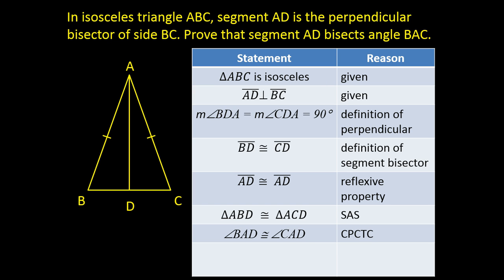And because these two angles are congruent and they make up angle BAC together, we can conclude that segment AD must bisect angle BAC because that's the definition of an angle bisector. A bisector is a segment that breaks an angle up into two congruent parts. So we've proven what we were asked to prove.